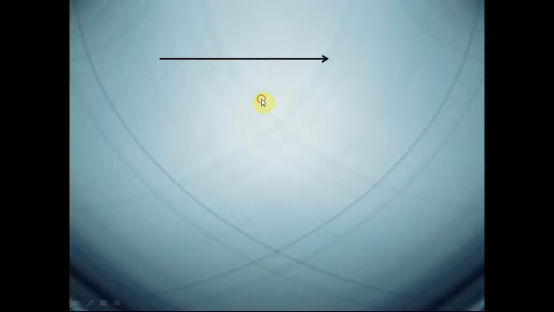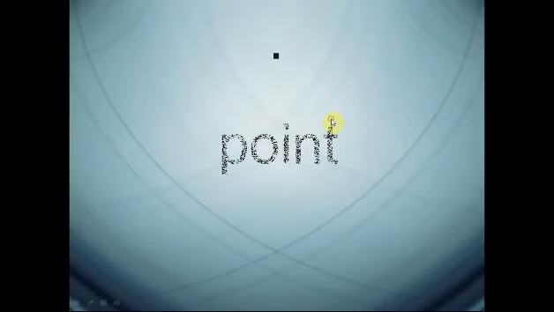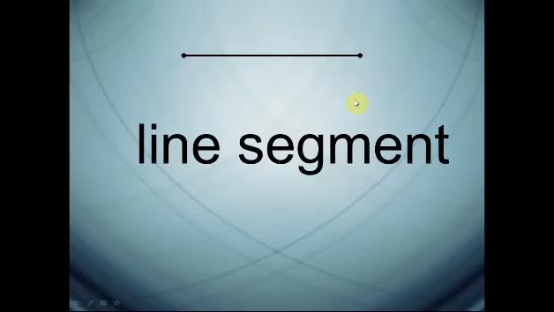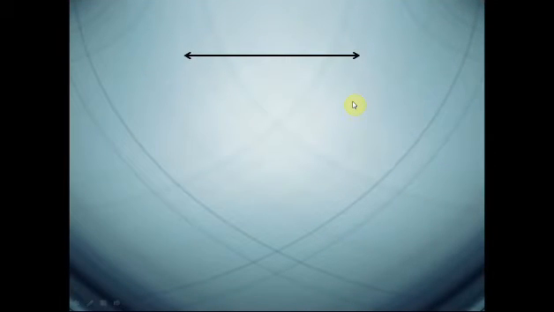What is the name of this shape? It's a ray. And this one, point. And this one, line segment. And this one, line.